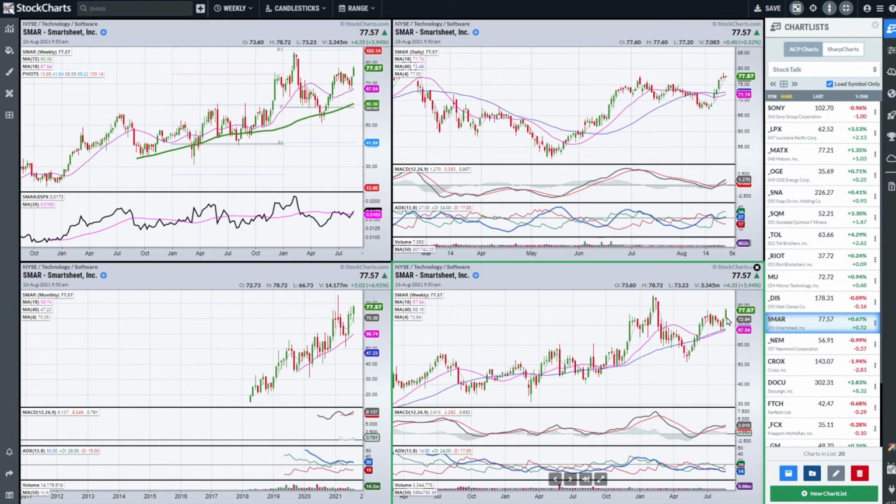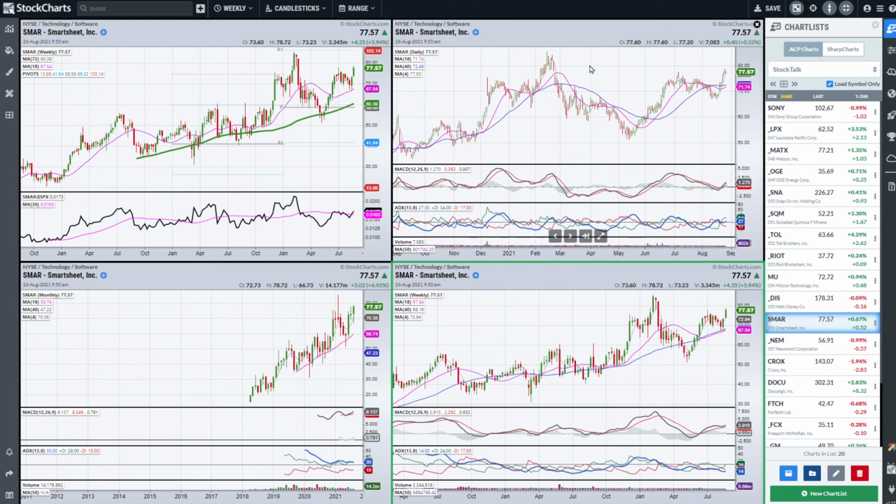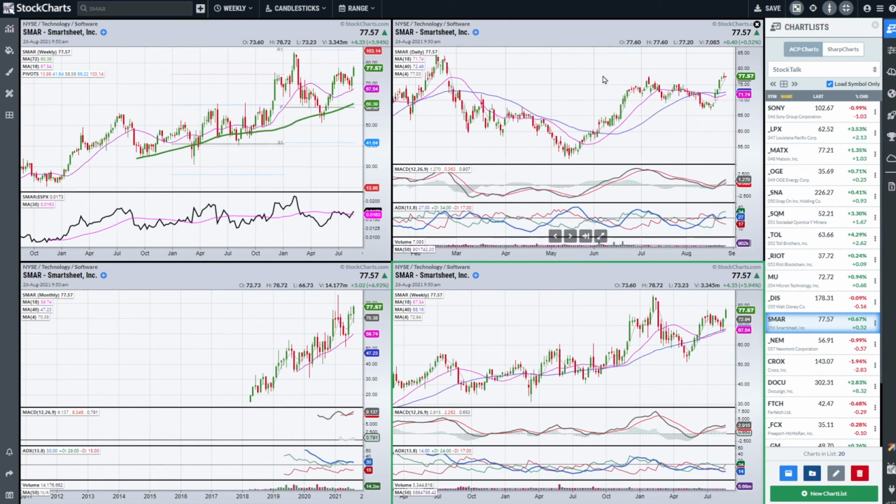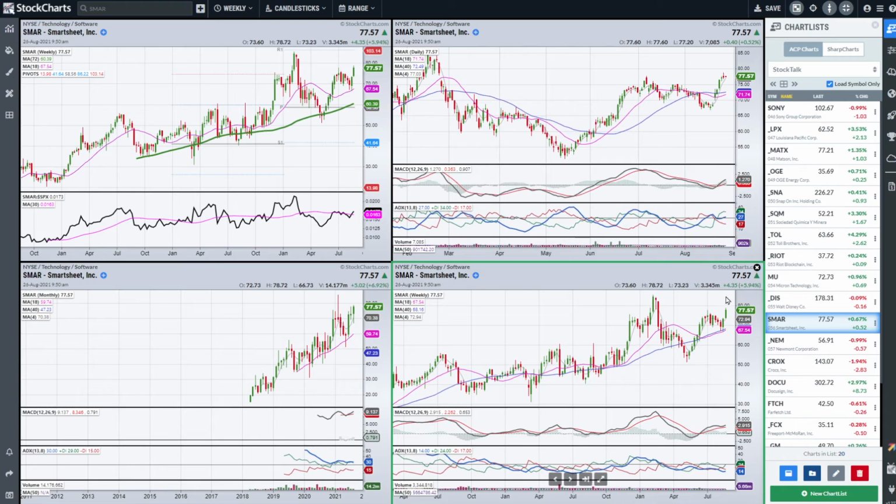So I kind of like the looks of this. Now, I would expect some resistance at this prior peak because it was such a sharp decline from that high. So you want to expect some resistance up there in the mid to high 80s. That's what I would be expecting. But this is a pretty attractive pattern at this point.